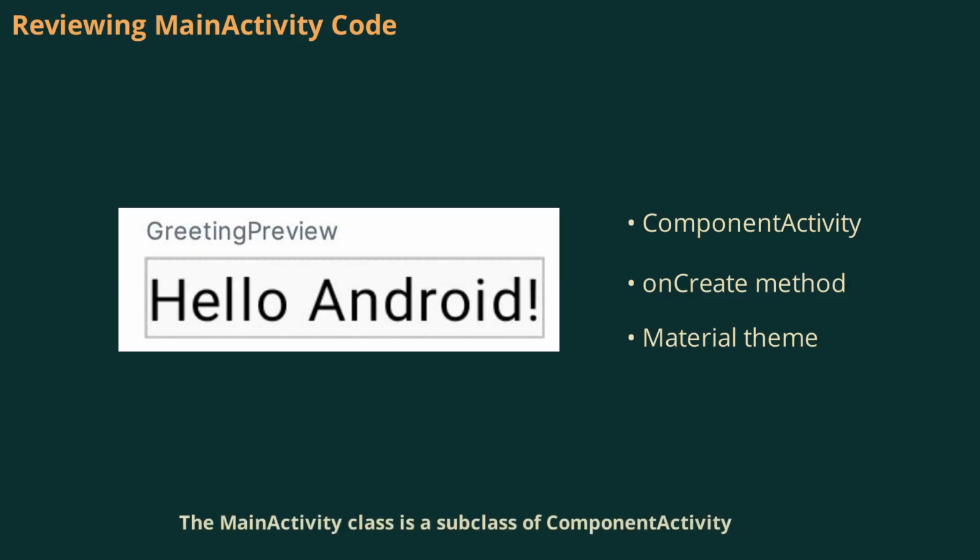The main activity class is a subclass of component activity. It implements the onCreate method, which sets up the Compose UI. The Compose demo theme function wraps your UI in a material design theme, and Surface provides a background. The greeting composable displays text, and preview functions let you see UI changes instantly.